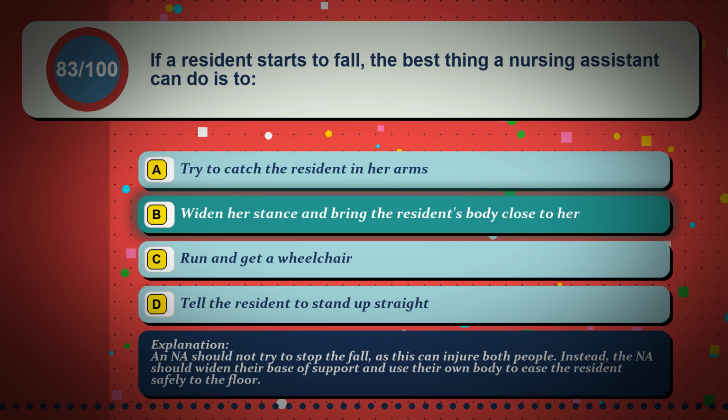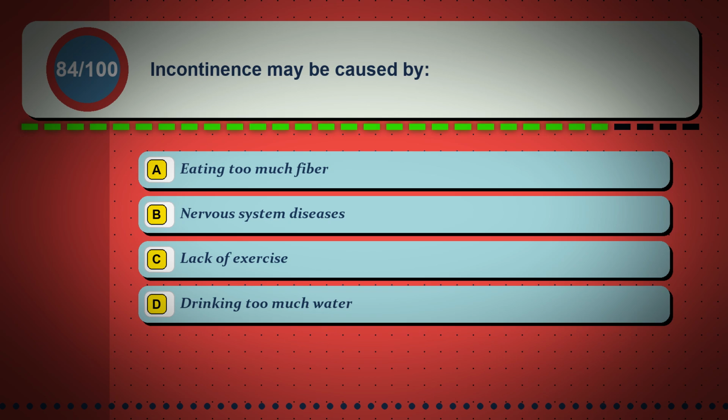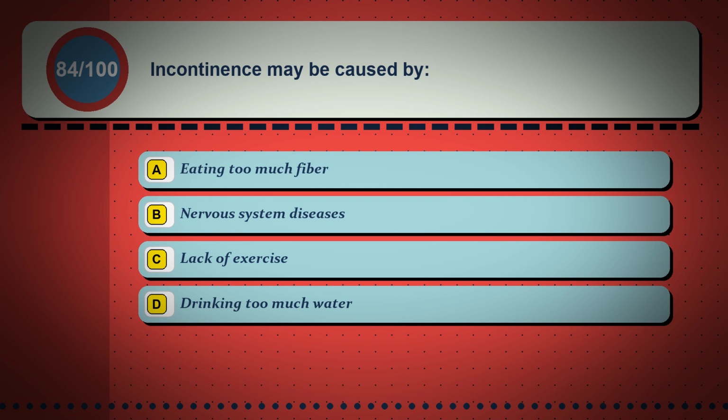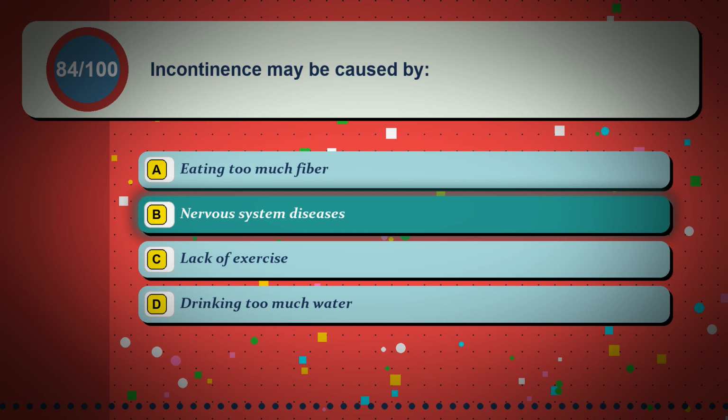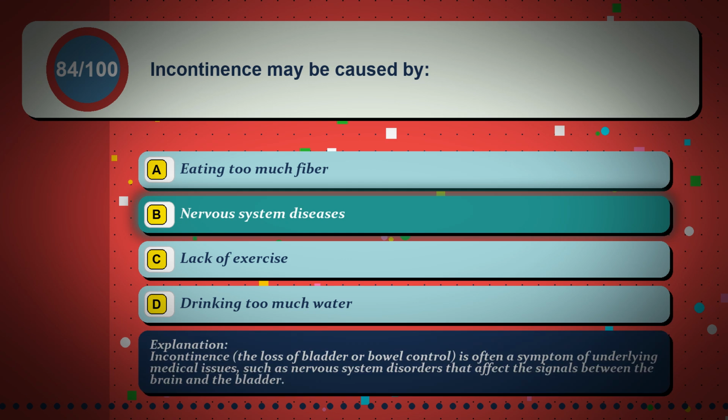Question 84. Incontinence may be caused by: Option A, eating too much fiber. Option B, nervous system diseases. Option C, lack of exercise. Option D, drinking too much water. The correct answer is option B, nervous system diseases. Incontinence, the loss of bladder or bowel control, is often a symptom of underlying medical issues, such as nervous system disorders that affect the signals between the brain and the bladder.